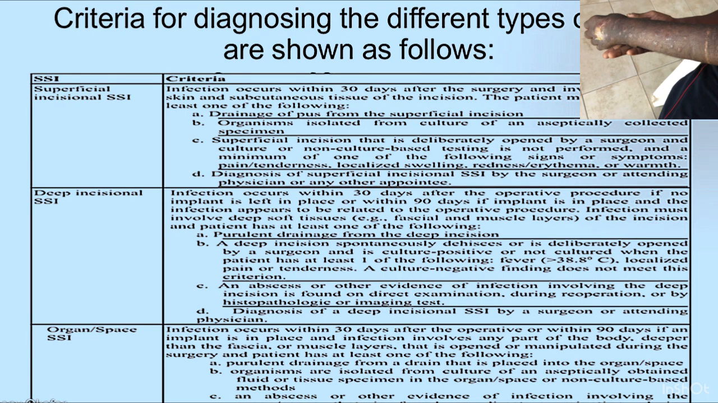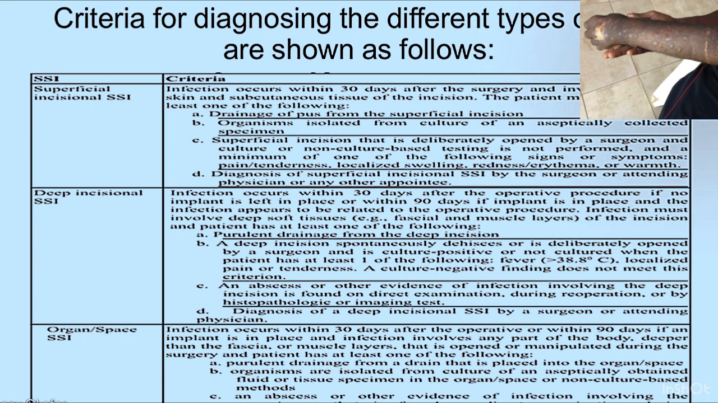There's the superficial surgical site infection. Here, to diagnose this, the infection has to occur within 30 days after the surgery, and it involves only the skin and subcutaneous tissue, and the patient must have at least one of the following: drainage of pus from the superficial incision, organism isolated from culture following an aseptically collected specimen, and a superficial incision that is deliberately opened by a surgeon where culture or non-culture based testing is not performed, and a minimum of one of the following signs and symptoms: pain or tenderness, localized swelling, redness or erythema, or warmth. And then the last is diagnosis of superficial incisional surgical site infection by the surgeon or attending physician or any other appointee.